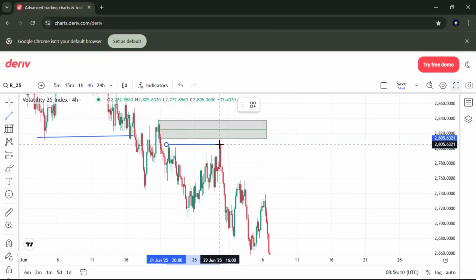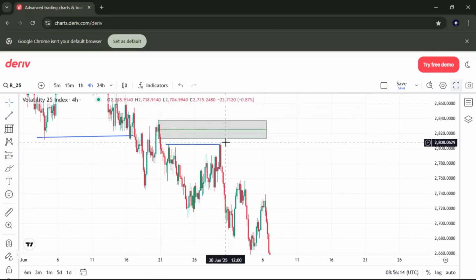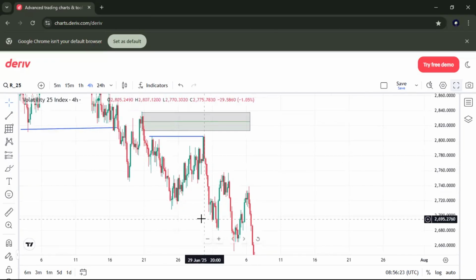This was a money transfer. After you set the inducement here, it transferred the money to this place. So this is a respected institutional candle that sends price to break the structure downward.